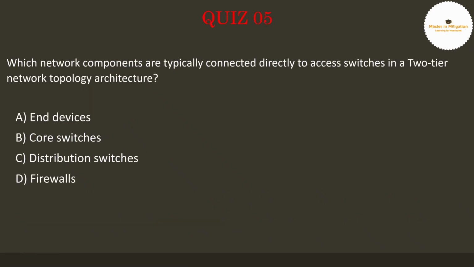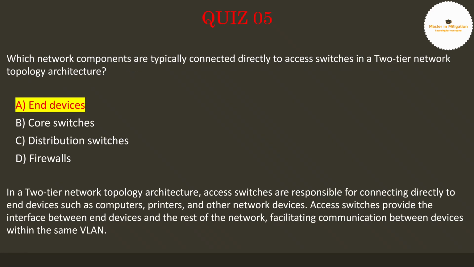Okay, let's go to question 5. Which network components are typically connected directly to access switches in a two-tier network topology architecture? Pause the video now to select the best answer. Okay, the answer is A. End devices. In a two-tier network topology architecture, access switches are responsible for connecting directly to end devices such as computers, printers, and other network devices. Access switches provide the interface between end devices and the rest of the network, facilitating communication between devices within the same VLAN. Let's proceed to the next question.